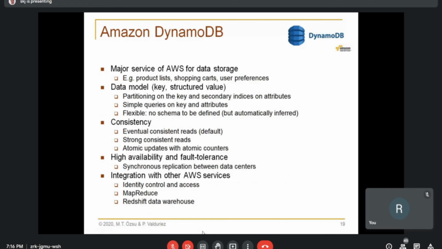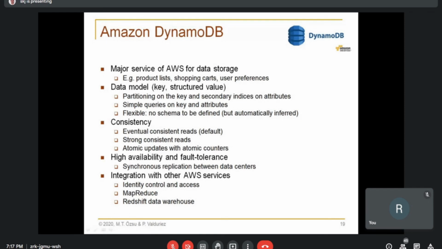Amazon DynamoDB is a major service of AWS for data store. For example, product list, shopping cart, user preferences. Data model: key-structured value, partitioning on key and secondary indices on attributes, simple queries on key. It is flexible, with no schema to be defined, but automatically inferred.